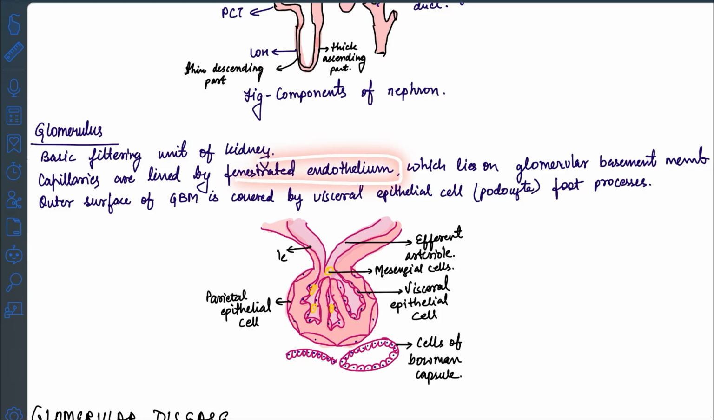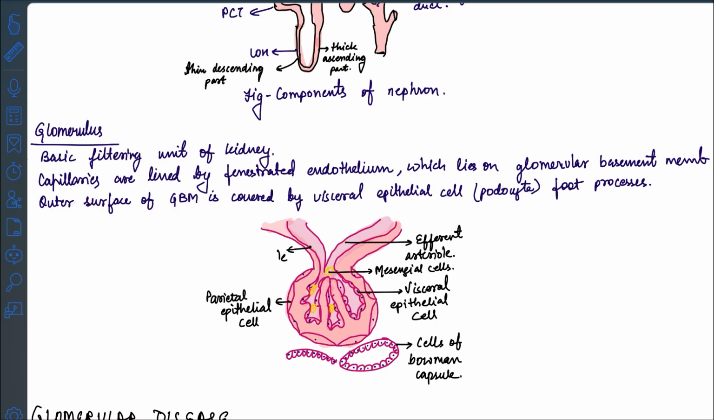So the capillaries are lined by fenestrated endothelium. What do you mean by fenestrated endothelium? Actually, these cells have slit-like openings in between them. This is why it is known as fenestrated endothelium. It has sieve-like appearance or window-like openings. They lie on the glomerular basement membrane. They are in contact with the inner surface of glomerular basement membrane, whereas the central part is in contact with mesangial cell or the mesangial matrix.